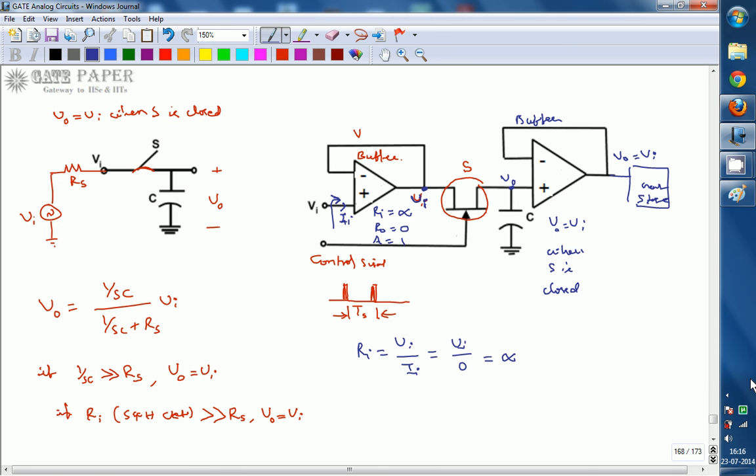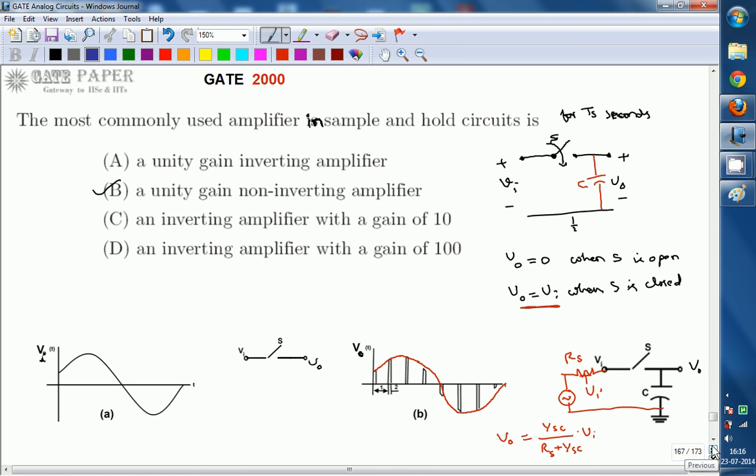So the most commonly used amplifier in a sample and hold circuit is the buffer. A buffer is nothing but a unity gain non-inverting amplifier. You can get a unity gain inverting amplifier, that is simply an inverter, so output is 180 degrees out of phase, so you cannot use this one. Here you go with the unity gain non-inverting amplifier, which is nothing but a buffer. So the right option for this question is B.